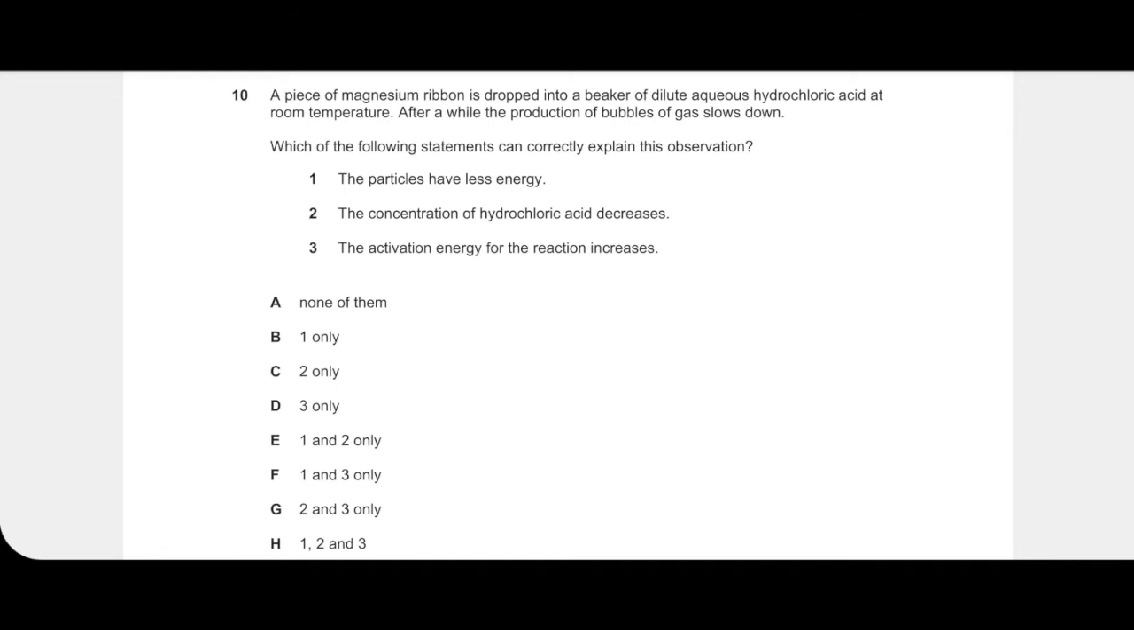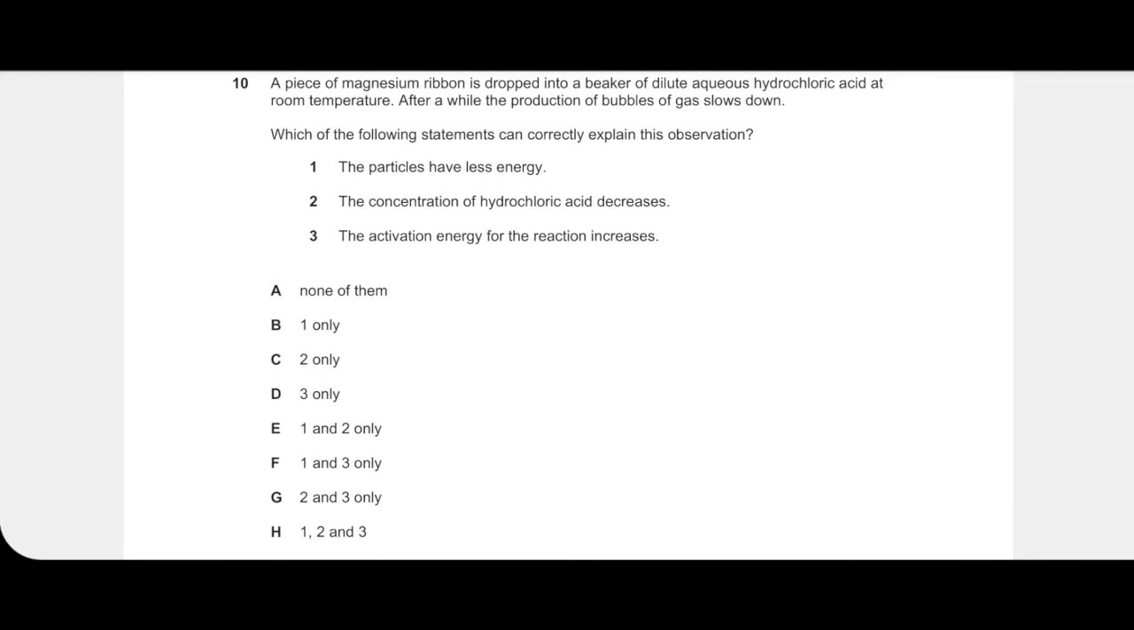So, this question is looking at your understanding of acid-base chemistry, and you can use elimination for this question, and I highly recommend that you do. Immediately, statement number 3 should be throwing out red flags because there's no catalyst being referred to in this experiment, so the activation energy cannot increase or decrease, it will stay the same. So therefore, anything with number 3 is incorrect, so let's do some quick eliminations.